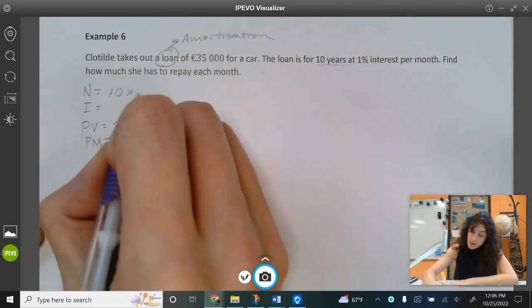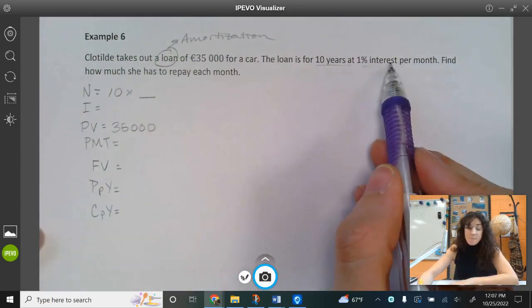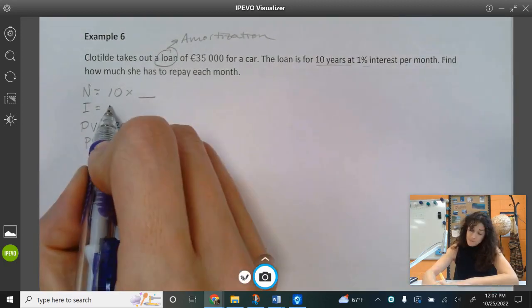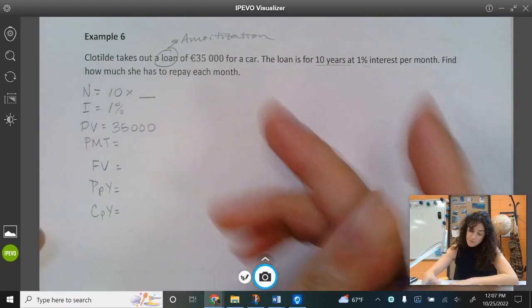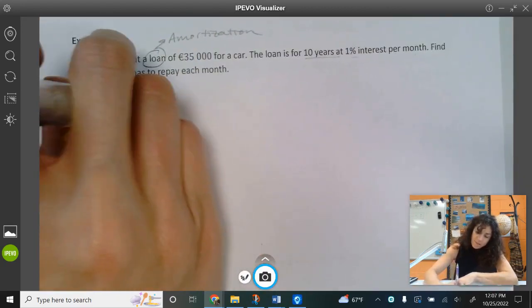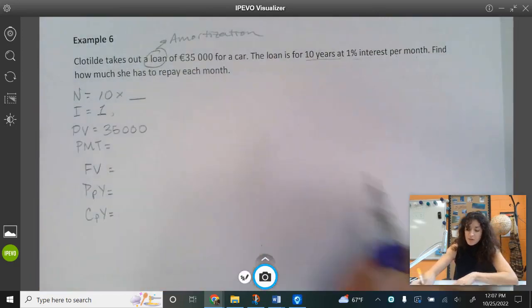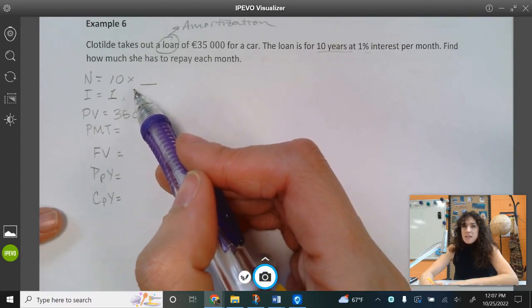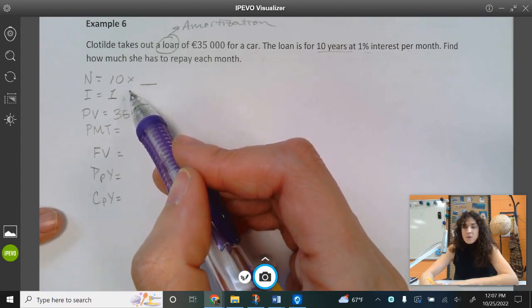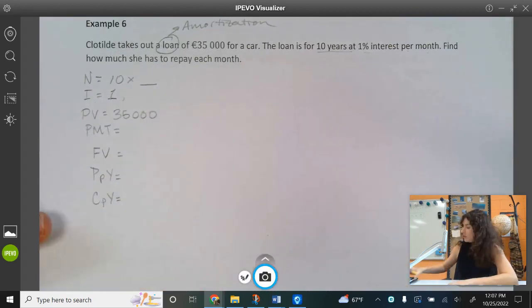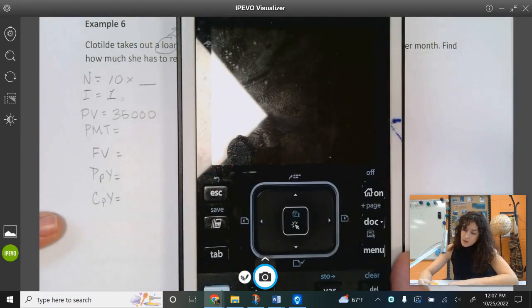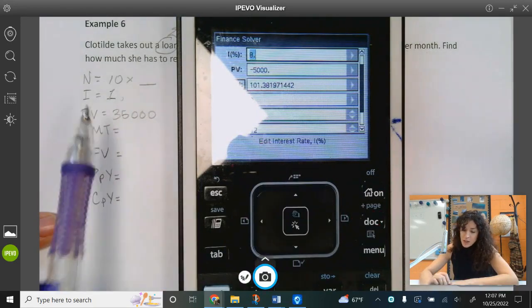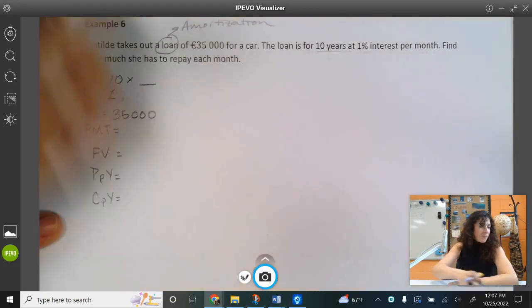The loan is for 10 years, but times how many months? 1% interest per month. I think that's one. I'm going to double check. I'm changing how I teach this, so just a little bit of a context there. I think that's one. It might be 1 times 12 to be interest per year. Let's look at how they've titled it on the thing. It just says interest rate. So I think 1 is fine if we just leave it like that.